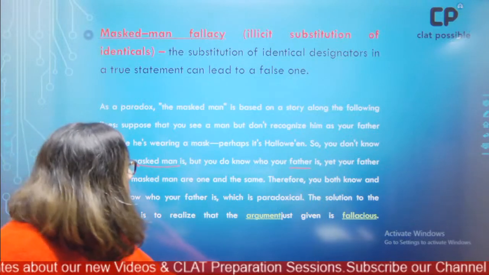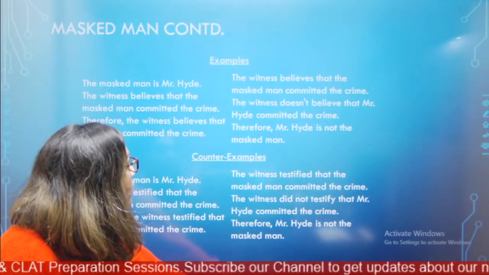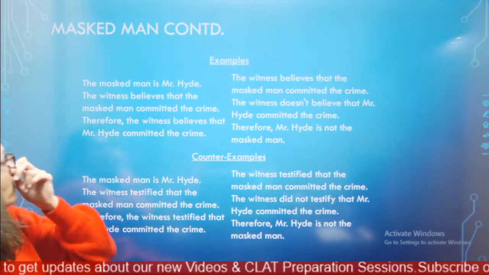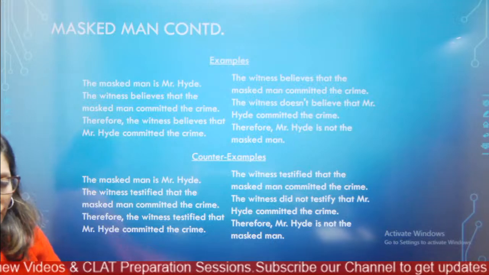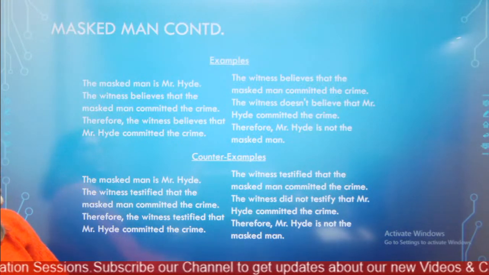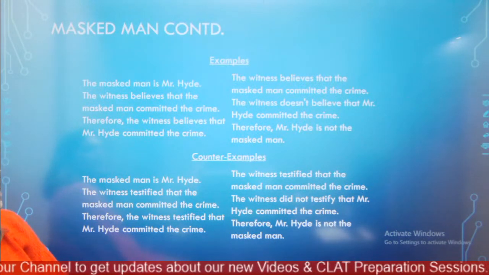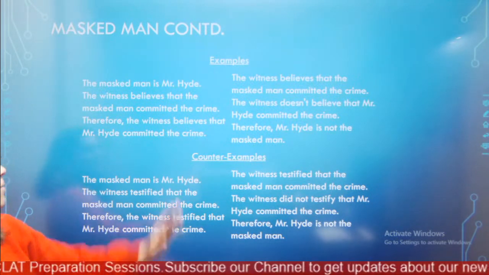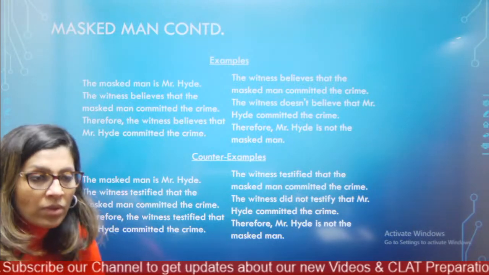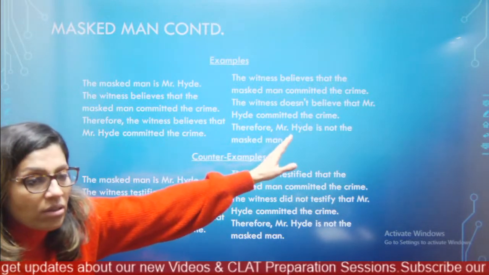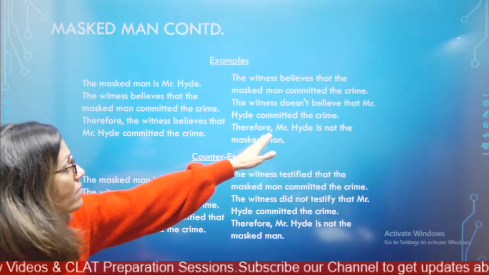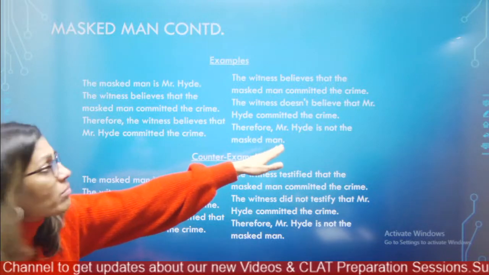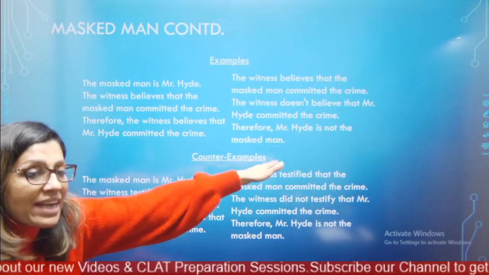Right? So let's see some more examples of the masked man fallacy. So you can read these examples here. The masked man is Mr. Hyde. The witness believes that the masked man committed the crime. Therefore, the witness is saying that Mr. Hyde committed the crime. Is this correct? And its converse. The witness believes that the masked man committed the crime. The witness doesn't believe that Mr. Hyde committed the crime. Therefore, Mr. Hyde is not the masked man.